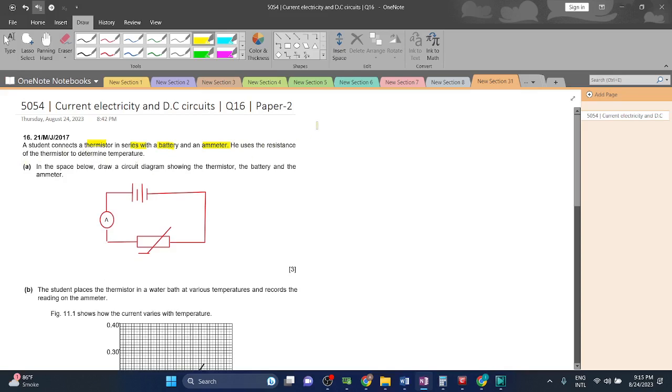Thermistor क्या होता है? Thermistor is the type of resistor that reacts upon the temperature around it. It will react upon what the temperature is and accordingly जो temperature होगा उसके हिसाब से इसकी resistance होगी. ठीक है ना? In the space below, draw a diagram showing the thermistor, the battery and the ammeter.